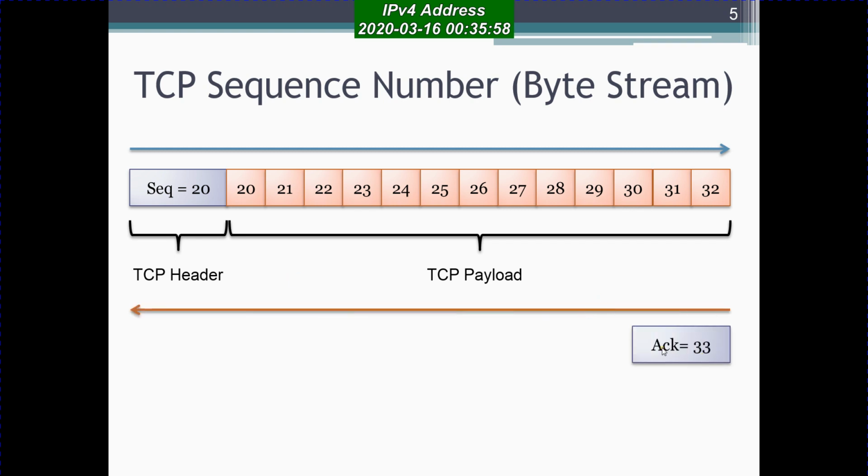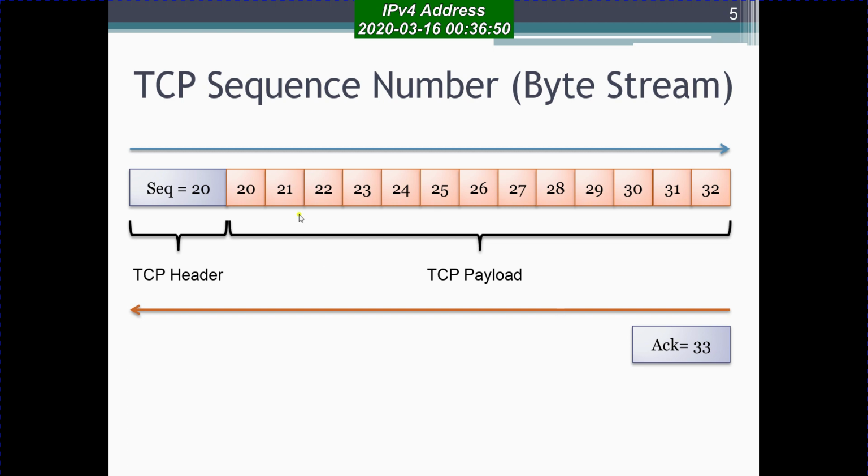In the acknowledgement, here we read 33. That means that you have to take sequence number 20 plus the length of the TCP payload, which is 13 bytes. So you count here 1, 2, 3, 4, 5, 6, 7, 8, 9, 10, 11, 12, 13. 13 bytes. So 20 plus 13 is equal to 33. When the receiver sends a TCP segment with acknowledgement equal to 33, it means that it received up to sequence number 32, and this is true. So this is sequence number 20, 21, 22, and so on until 32. The receiver is telling the sender that I received up to 32. The next TCP segment that I expect to receive from you should have sequence number 33.